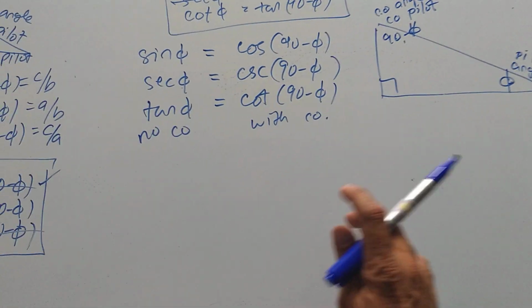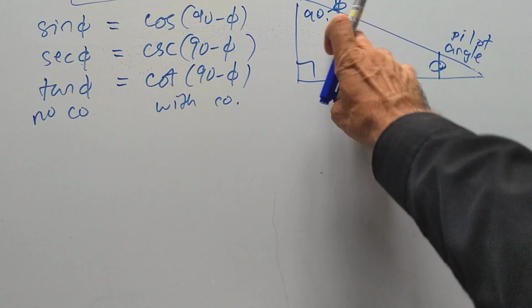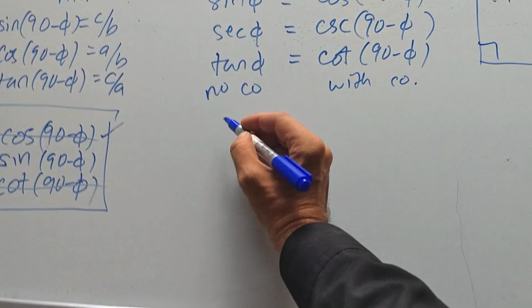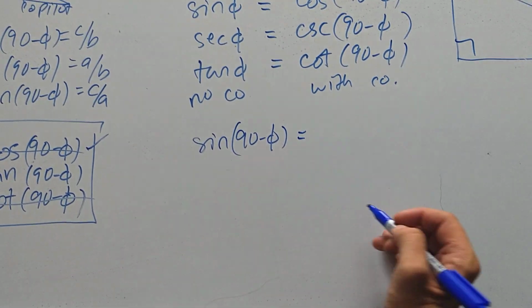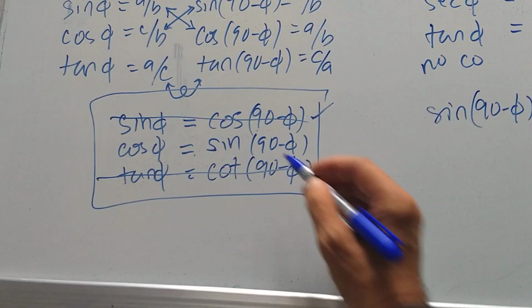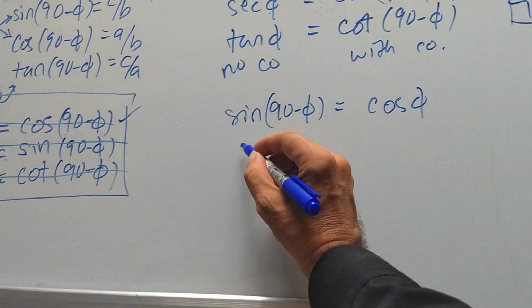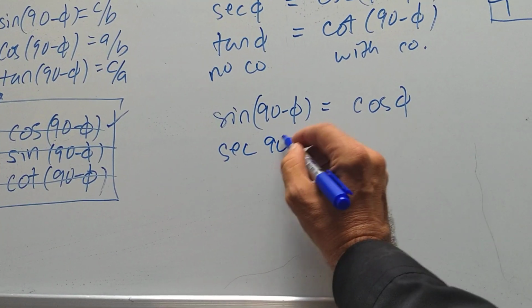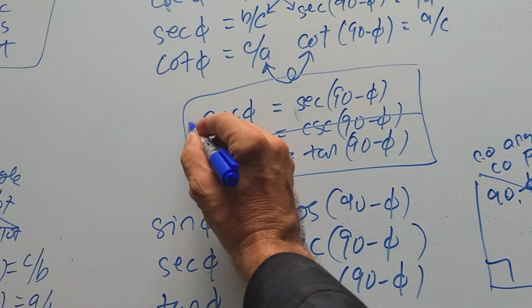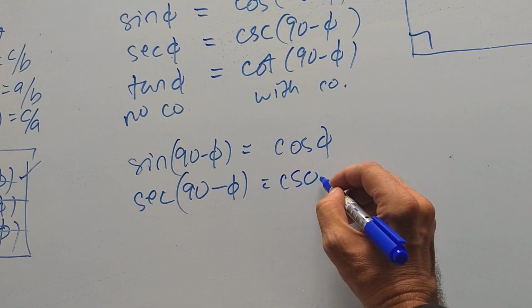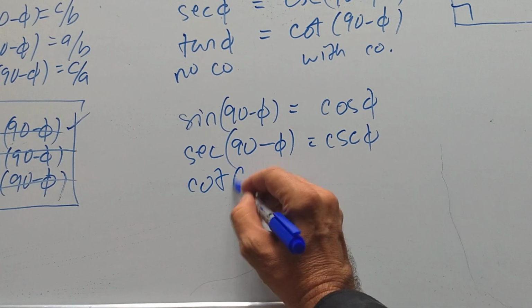Next, let's do another one. Why don't we swap these two around? Okay, we'll make a triangle the other way around. Let's try that. Sine 90 minus phi. What's that? Well, let's look around in our table. I have that here. Okay, so that's cos phi. Okay, what's another one? Secant 90 minus phi. What's this? Where do I have this? I have this here. That's cosecant phi.